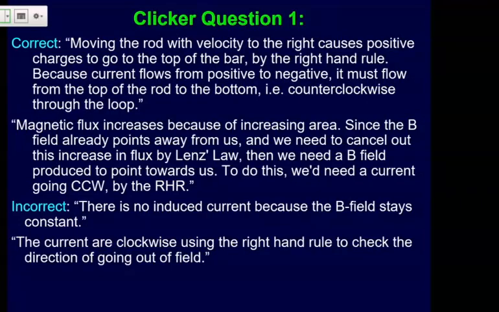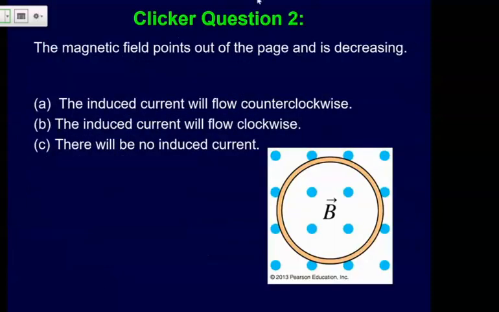And then here, someone said, so the current is clockwise using the right-hand rule to check the direction of the going out field. Okay, and so this one here, I believe, was just using the magnetic field that was there. And so these are sort of the most common errors people made last night. And so again, you're looking at opposing the change in the magnetic flux, which is a pretty tricky thing to get used to when you're first doing this. And so let's try another one and see how this one goes here.